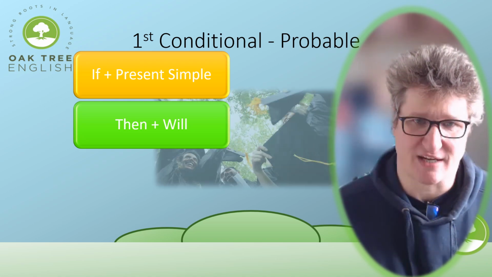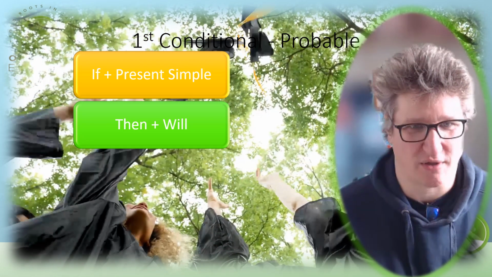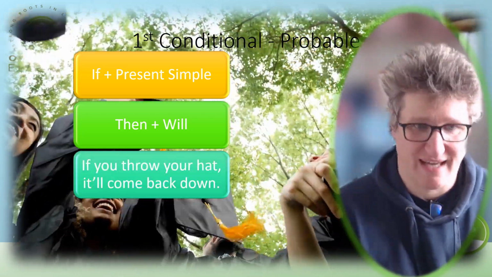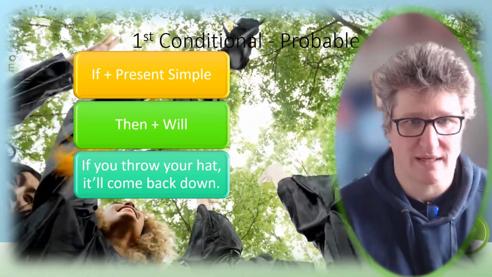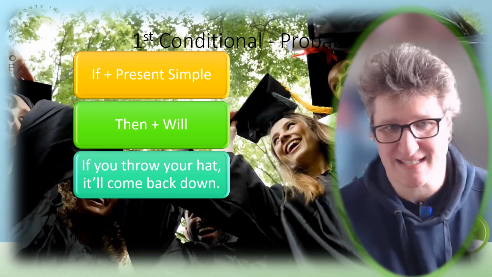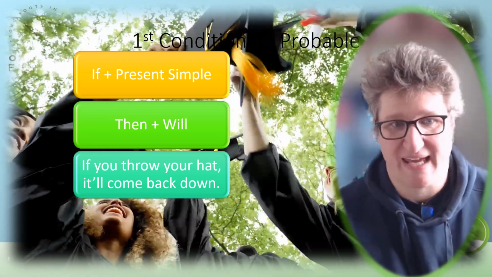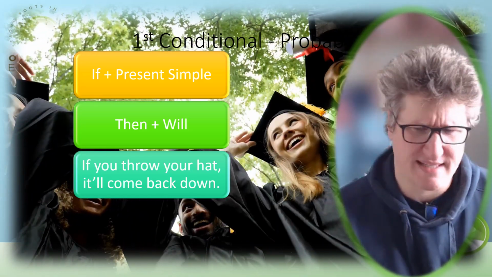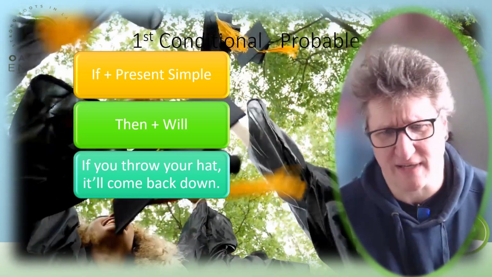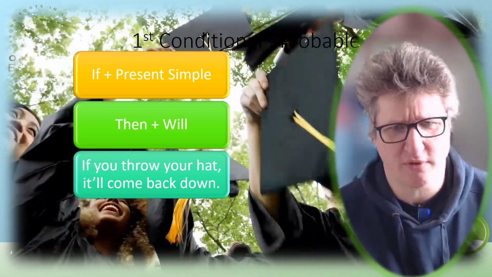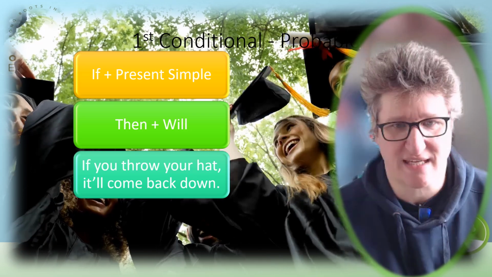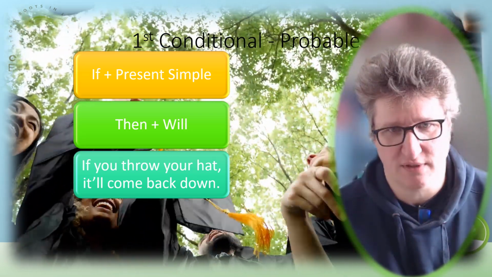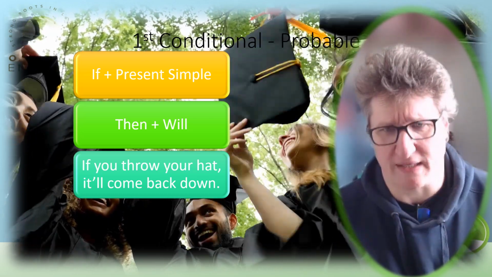Would you like to see this in action? Of course you would. Let's have a look. If you throw your hat, it'll come back down. If you throw your hat, present simple, it'll come back down. Will. Now, is that always going to happen? No, it could get caught in that tree. That's possible. A gust of wind could take it and blow it onto a lamppost. That's possible. But it will probably come back down.